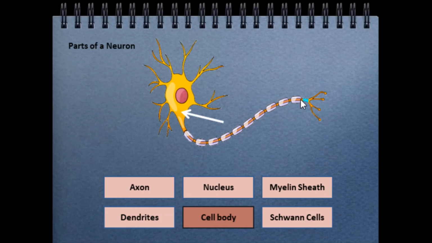Very good. How about the next one? Let's show the arrow. Okay. How about this red or purple part here? What is it called? It's the nucleus. Very good. Great job. It's the nucleus.